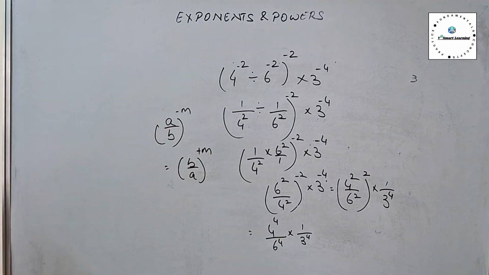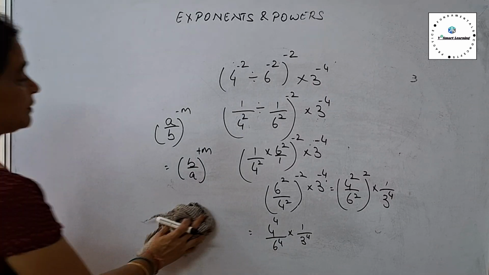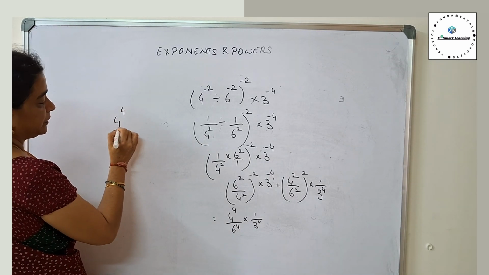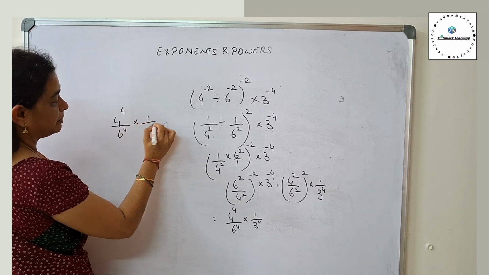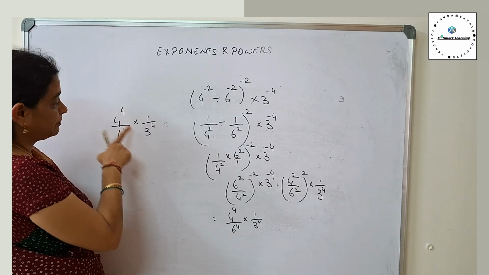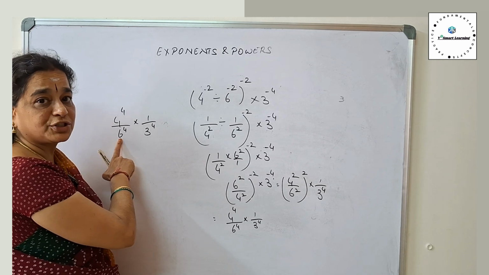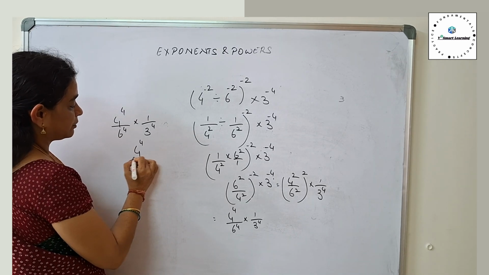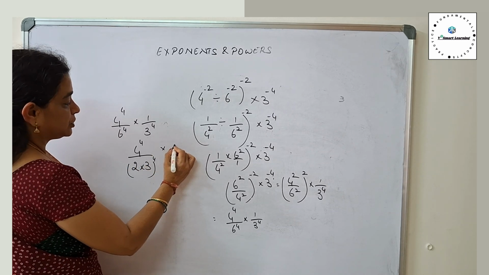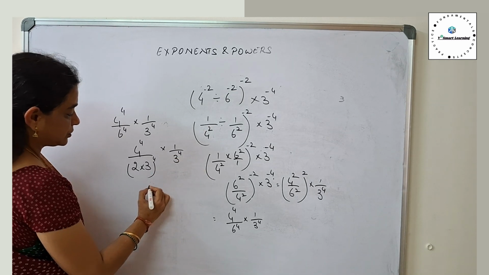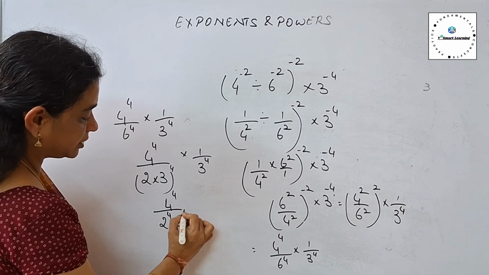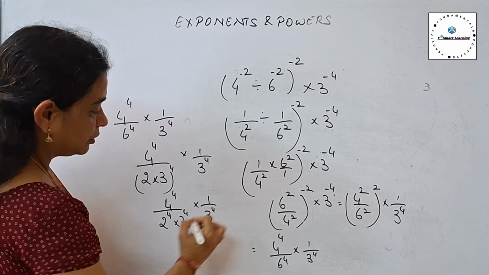Can I leave it as that? No, I can't leave it. I'll have to simplify. So what am I getting? 4 to the power of 4 by 6 to the power of 4 into 1 by 3 to the power of 4. So what do I do? I have 4, 3. I know 6 has factors 2 and 3. So I write this as 4 to the power of 4 by (2 into 3) whole to the power of 4, into 1 by 3 to the power of 4. So this becomes 4 to the power of 4 by 2 to the power of 4 into 3 to the power of 4, into 1 by 3 to the power of 4.